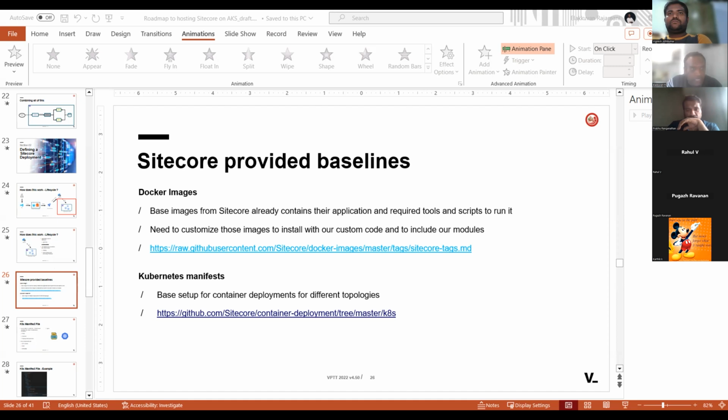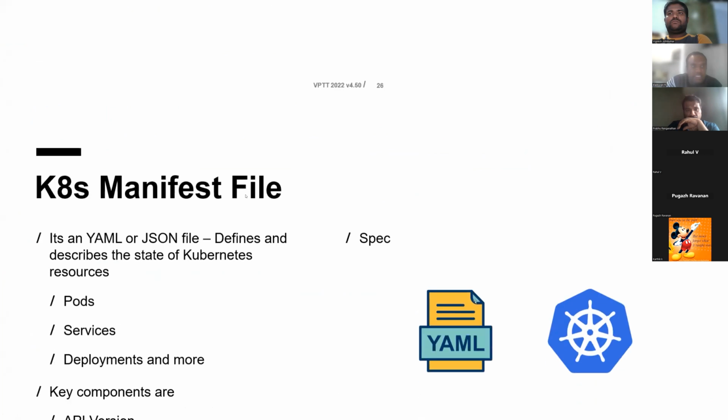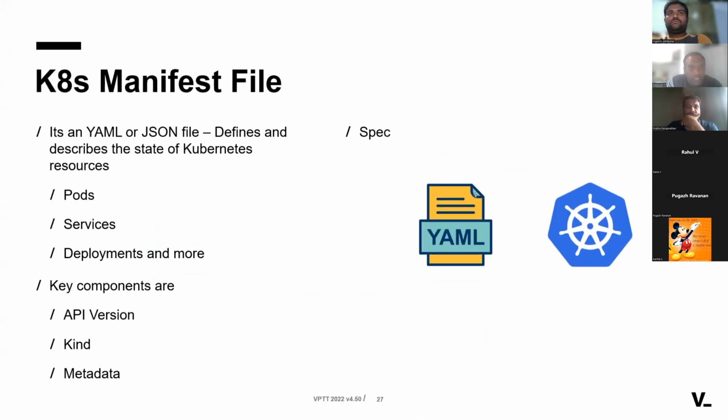If I switch back to my presentation, as I have told, for the Kubernetes deployments, the manifest file is going to be the base one. It can be either in YAML or JSON format, but here we are going to define the spec in YAML definitions, because Sitecore follows the YAML way. Using the manifest file, we can define different Kubernetes resources. Say for example, we can define a YAML file for pods. We can define one YAML file for services and deployments, etc.